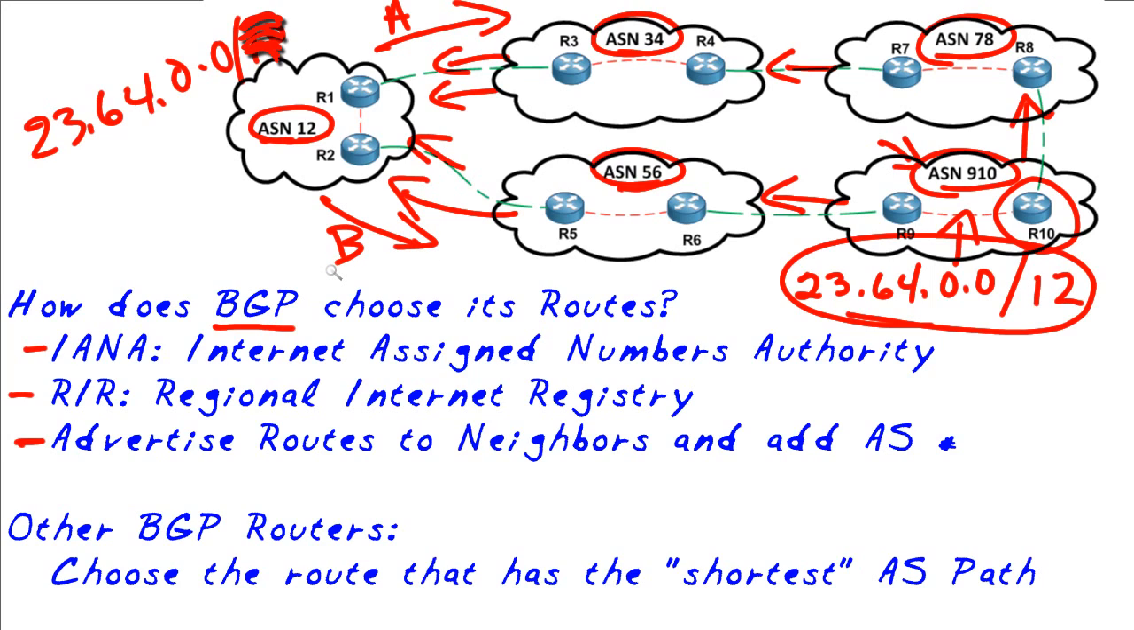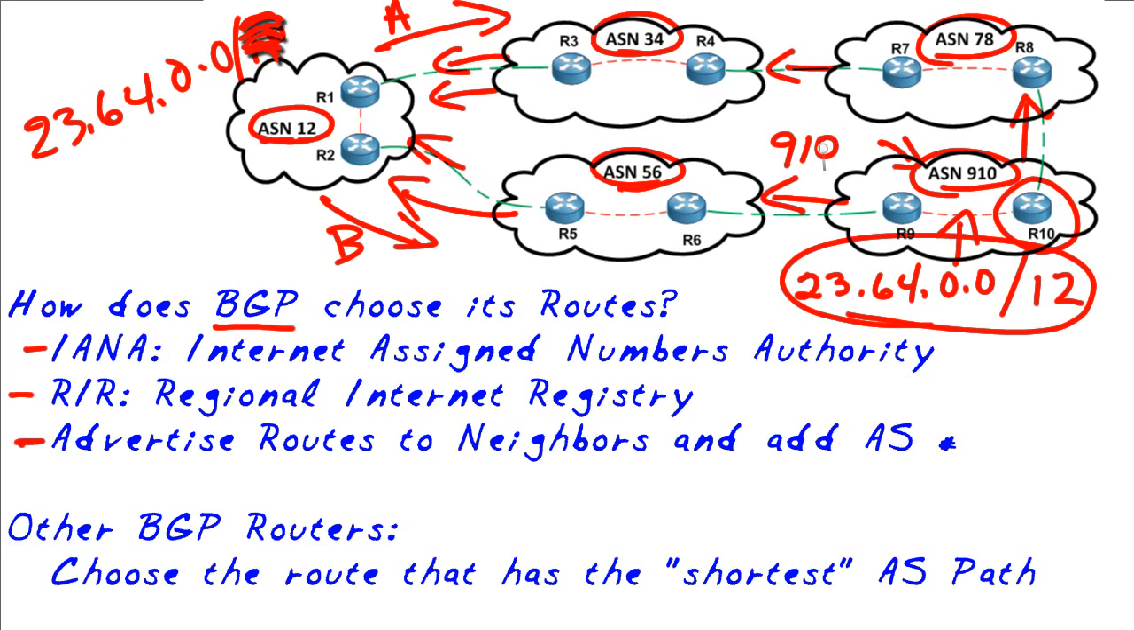And this is the point of this micronugget, to give you the decision point of how does BGP choose the route to get to the 23.64 network. Does it go path A or B? And the way it works is this. When ASN 910 advertises the route, it puts on the path 910.